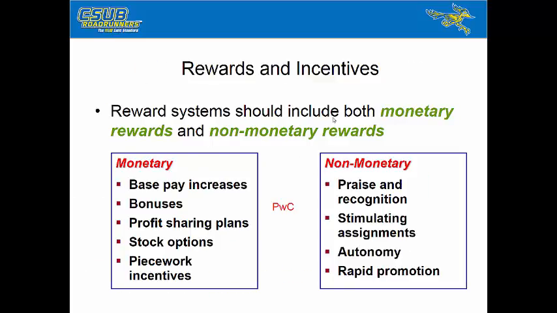Rewards and incentives. The key thing here, without getting into too much detail, is you need to have both monetary and non-monetary rewards that you give the people that work in your company. A nice way that I like to put it is, if you don't pay premium dollar, you're not going to get the best quality people. However, you're not going to keep people, and you're not going to have people that are motivated if you don't tell them, hey, you're doing a good job.